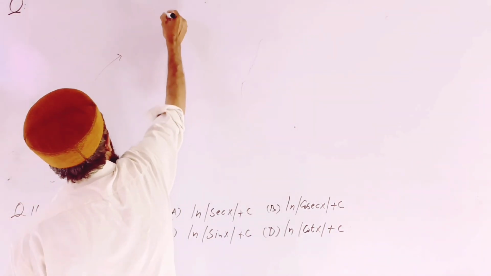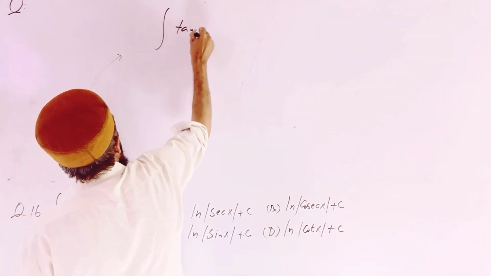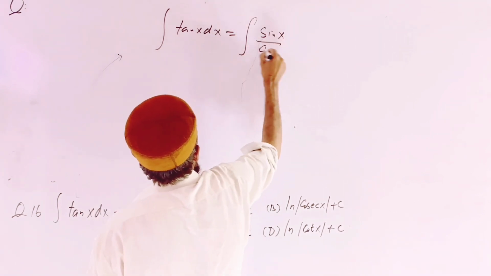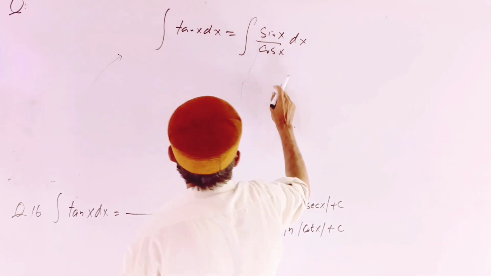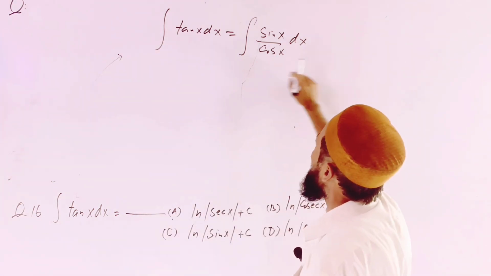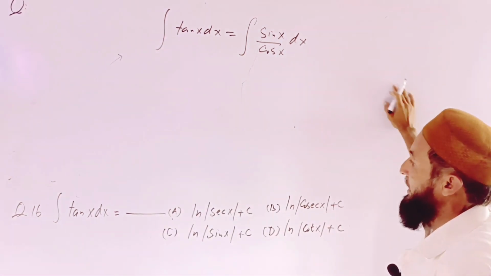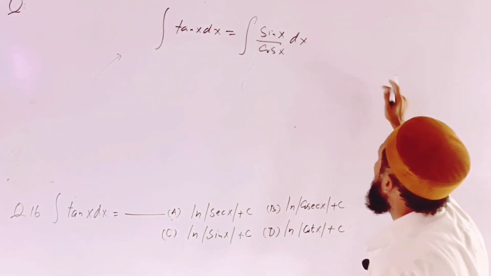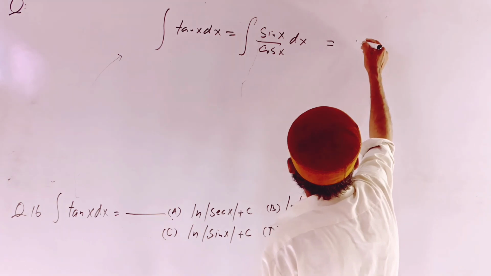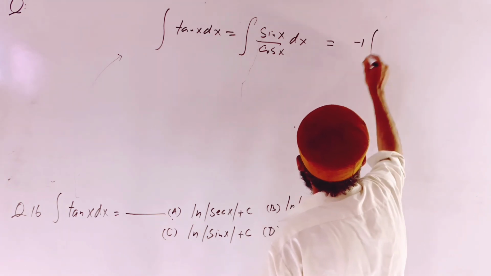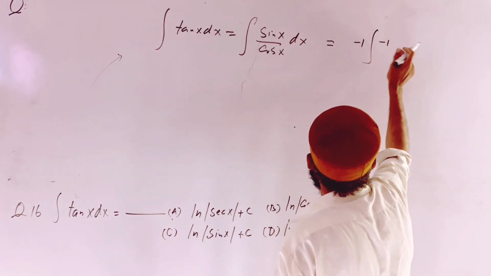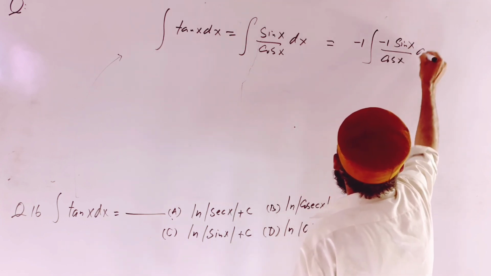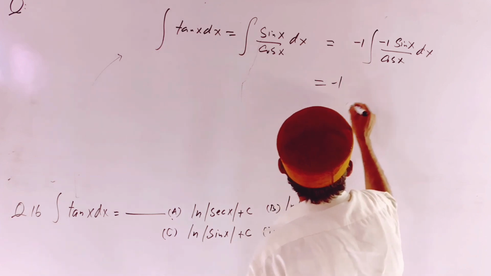Integration of tangent x dx is equal to sin x divided by cos x. The derivative of cos x is minus sin x, but the minus is not available here, so we can write minus 1 multiplied, and also here both are multiplied, then we will get sin x divided by cos x dx. So we get here minus 1.